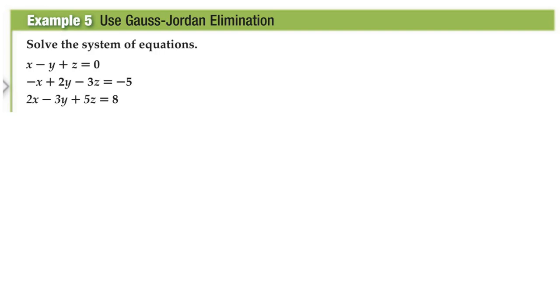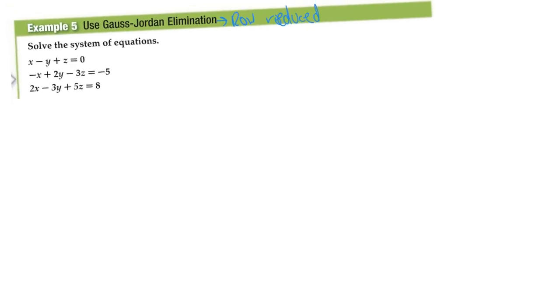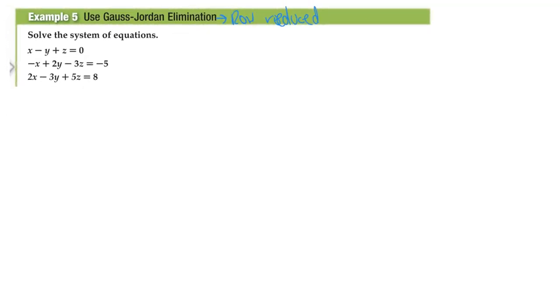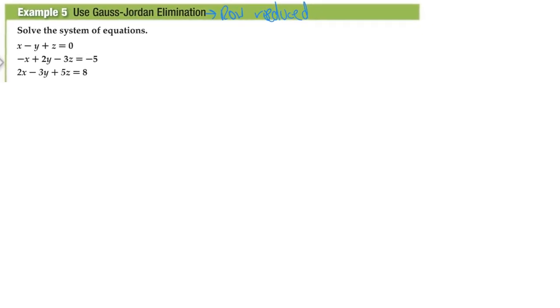All right, so let's hop into this. We're going to use Gauss-Jordan elimination, which is going to give us row reduced. First step, we need to put it into a matrix. I'm going to make this a little smaller, straighten it out, put that in the corner.